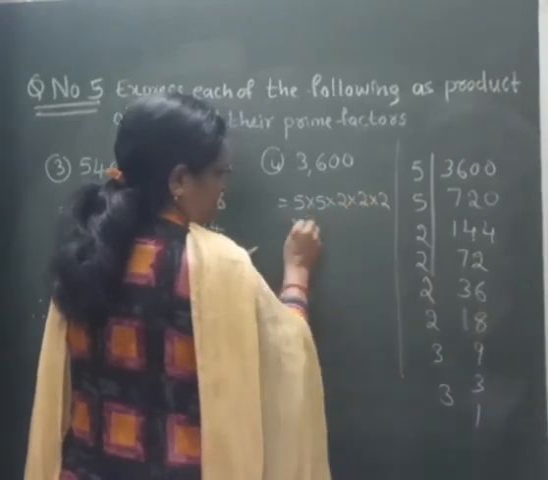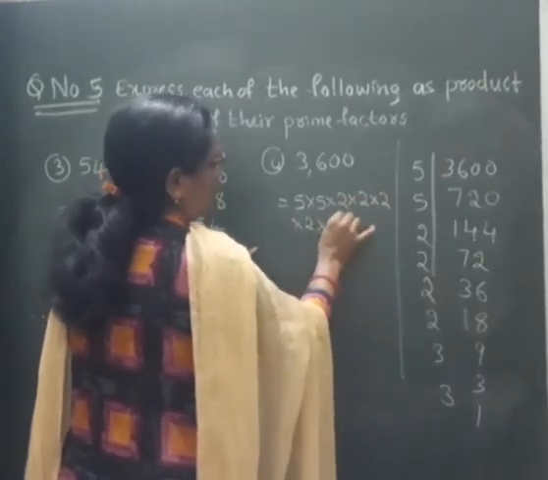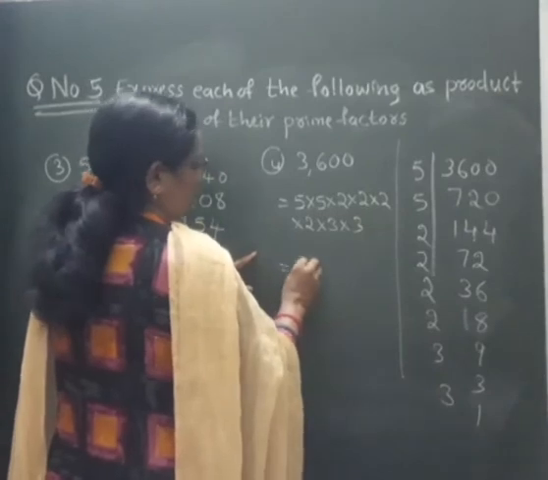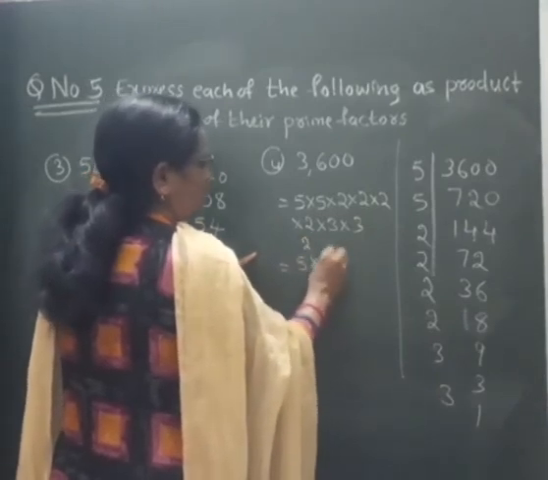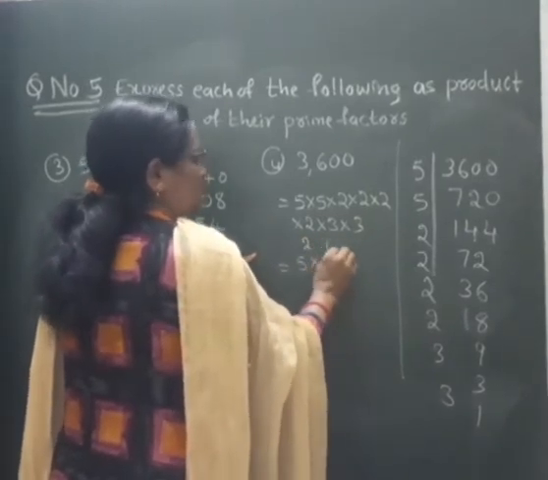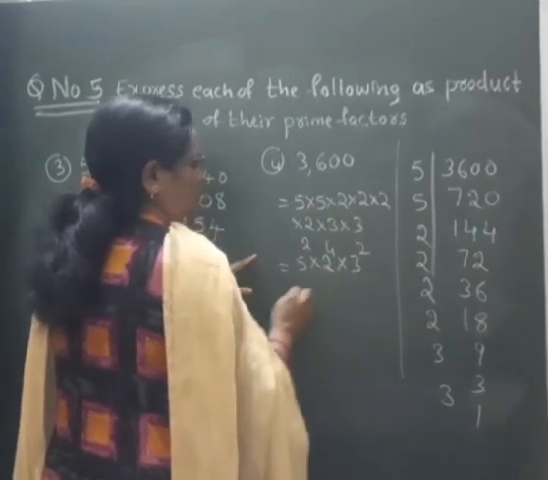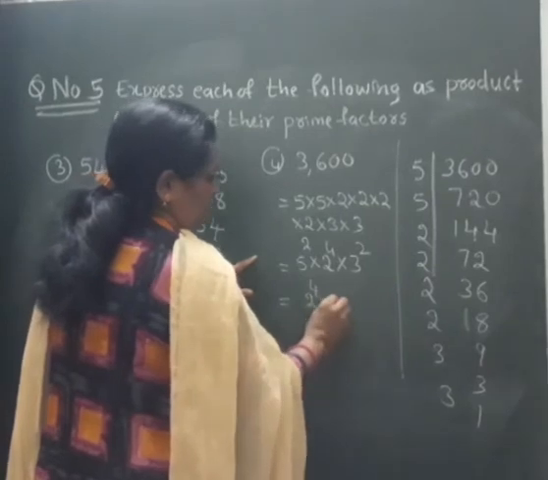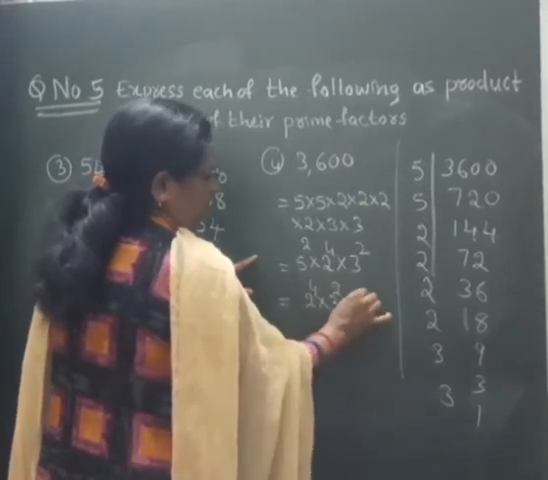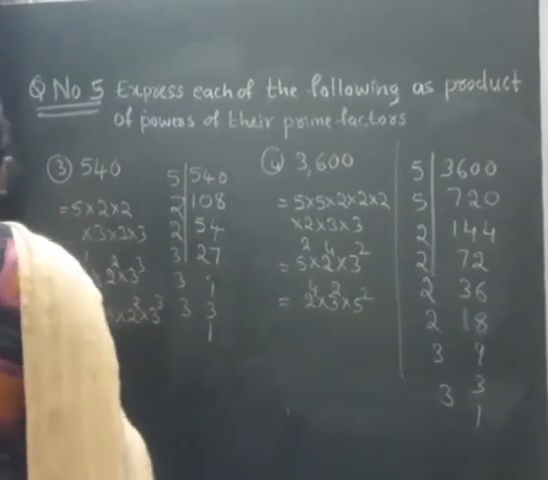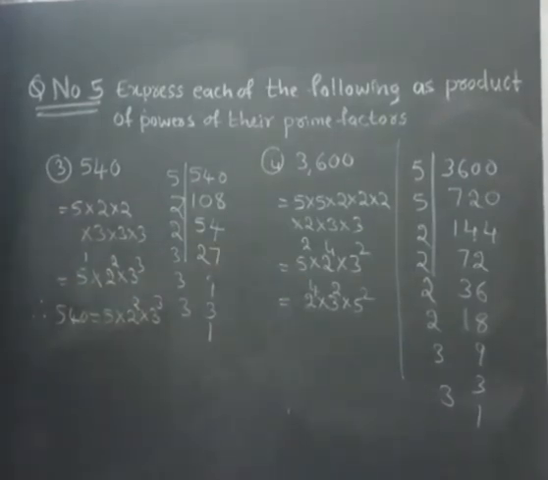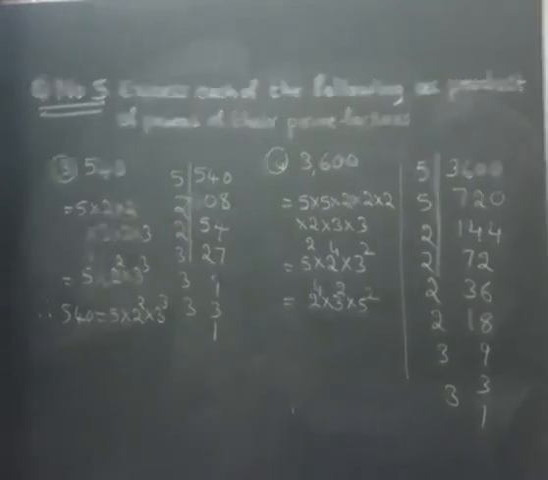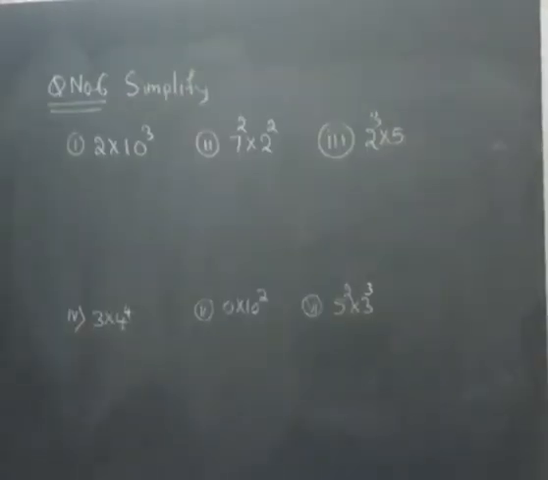So this is equal to 5 into 5, 2 into 2 four times, and 3 into 3. This is equal to 5 squared into 2 raised to 4 into 3 raised to 2. You can write in order, with 2 being the smallest: 2, 3 and 5 squared. 2 raised to 4, 3 raised to 2 and 5 raised to 2. This completes the fifth question. Now question number 6, simplify.